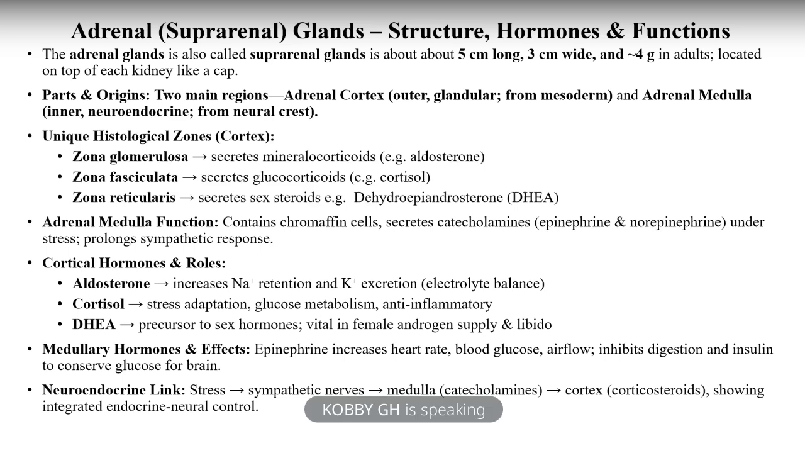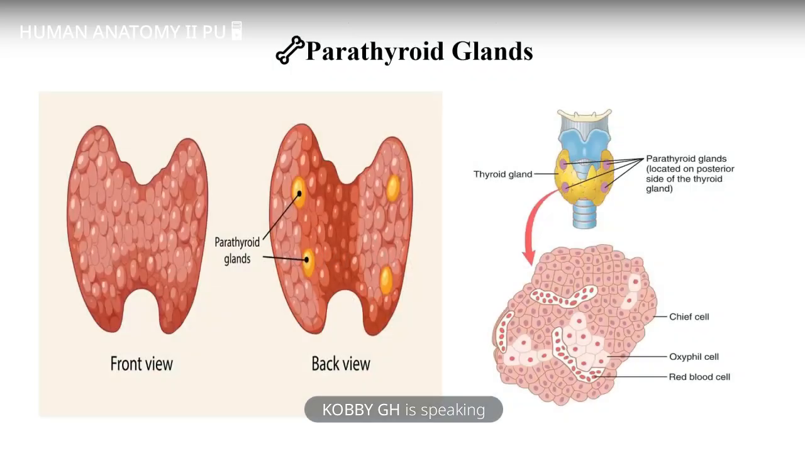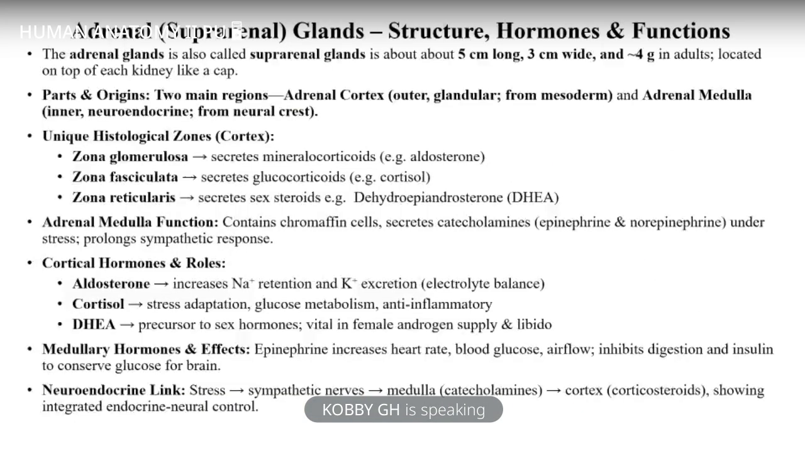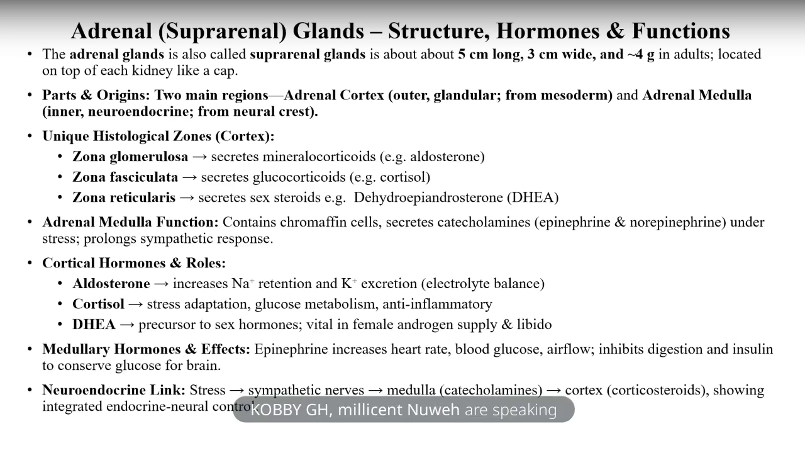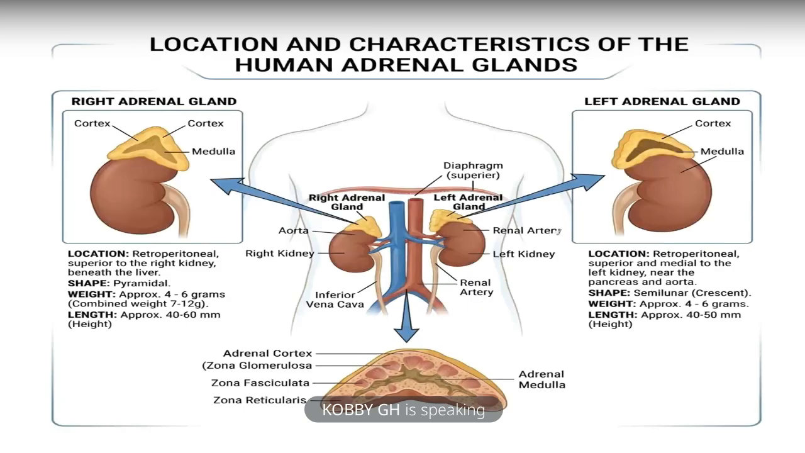Yes, that is excellent. So quickly, let's look at another gland we call the adrenal gland. Another name for this gland is the suprarenal gland. Why do we call it the suprarenal gland? Look at the location of this gland. This gland sits on top of the kidney like a cap. Look at the kidney. Can you see the kidney? This gland is on top of each of the kidneys.